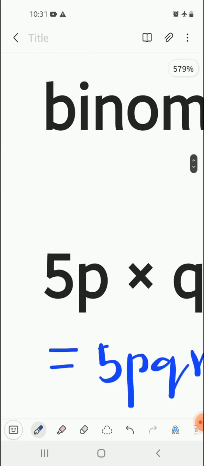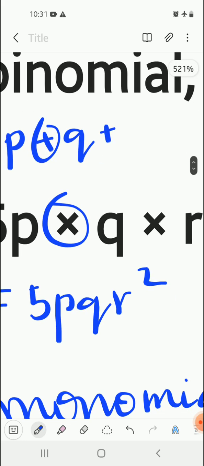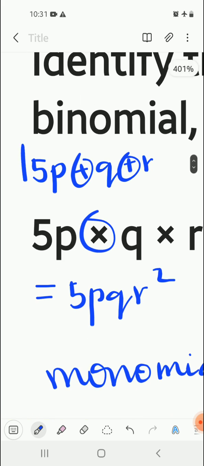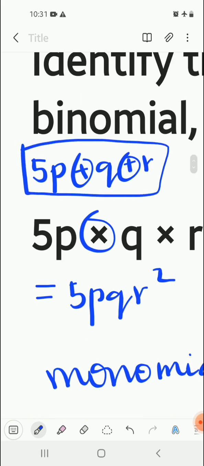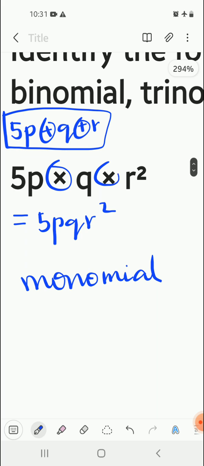Because you understand, if it was 5p plus q, that is, instead of multiply, if there was a plus, then it would have remained in this order only, that is 5p plus q plus r. It would have three terms in that case, and it would become trinomial. But in this case, because the operators are multiplications, it becomes monomial.